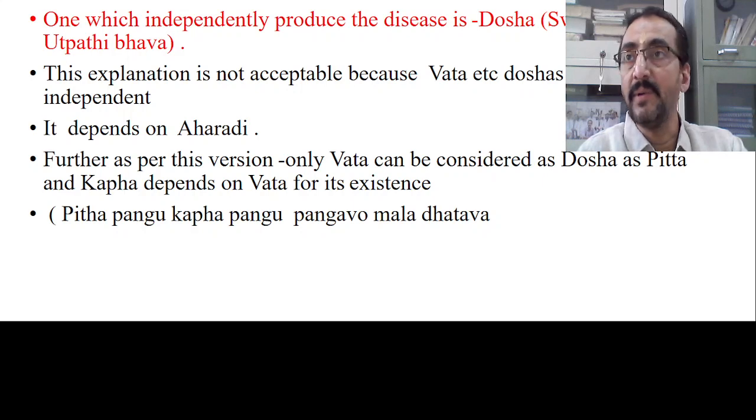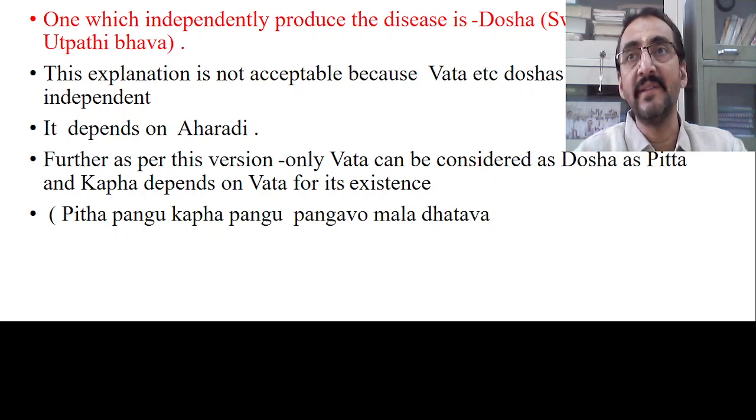Swatantra vikara utpatti bhavaha. But this explanation is also not acceptable because Vata etc. doshas are not actually independent. So what is the meaning of this? They are not actually independent. Why? Because these Vatadi doshas in the body are also produced from Aharadi, the food which we are taking from the outside. So that is actually producing the doshas inside the body.